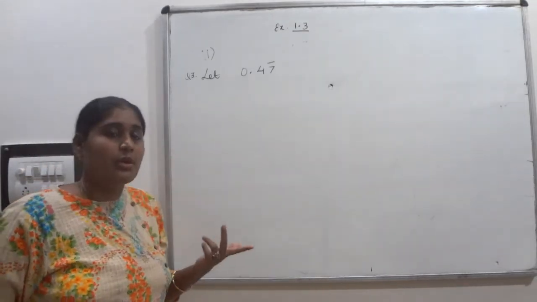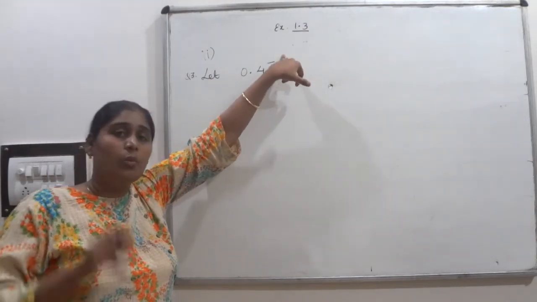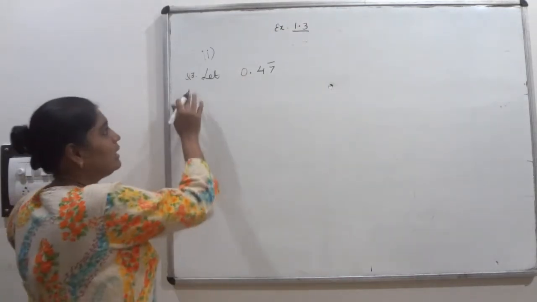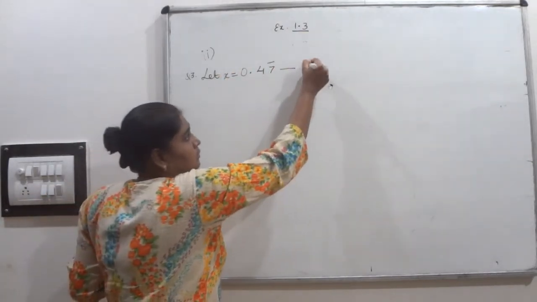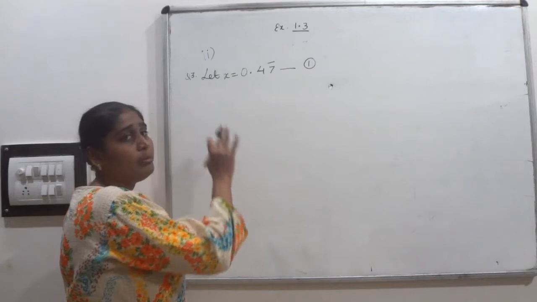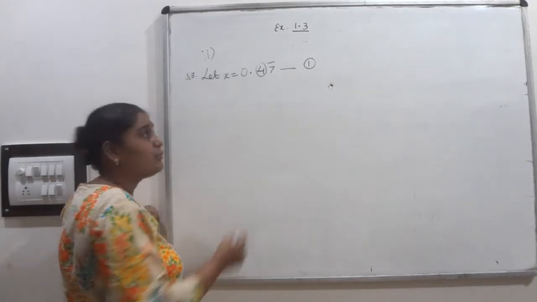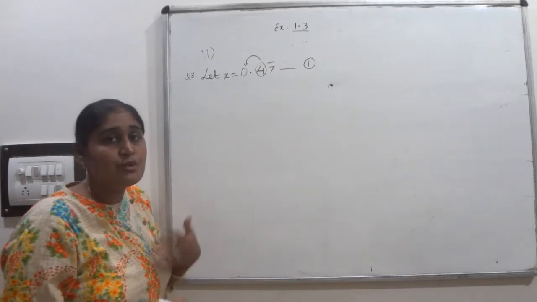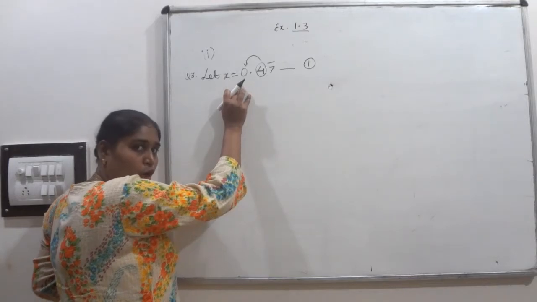See, question number 3, second part. 0.47 bar. The bar is only on the 7. I am going to write this in the form of P by Q. For that, let x equal 0.47 bar. Mark it as equation number 1. Then I have to shift the number without the bar first to the left hand side. What is that? That is 4. I want to shift this 4 to the whole number side. For that, I should multiply equation number 1 by 10, because only one number is being shifted.